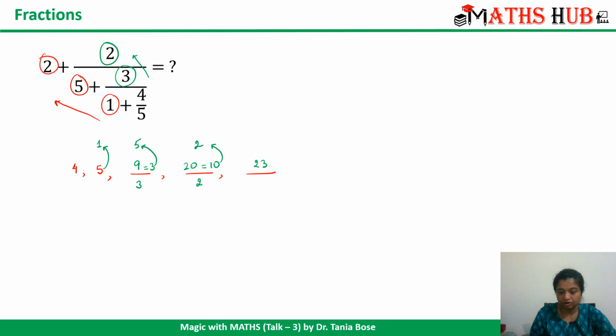Let me again tell you how I got this. 5 into 1 is 5. 5 plus 4, we'll add the terms. We will get 9. Then 9 divided by this 3, you'll get 3 over here. Multiply 3 and 5, you'll get 15. 3 into 5 is 15. And then add this 5. So 15 plus 5 is 20. Now 20 divided by this 2 is 10. 10 multiplied by 2 is 20, and then you add this 3 to it, you'll get 23.